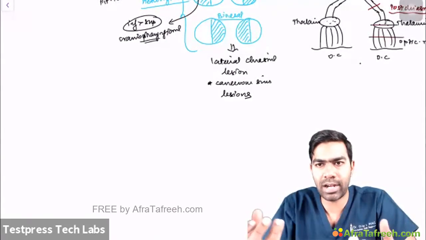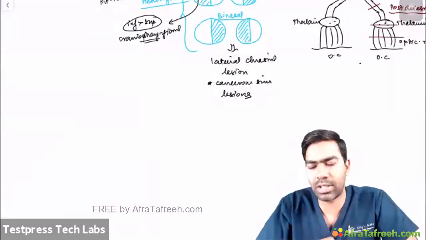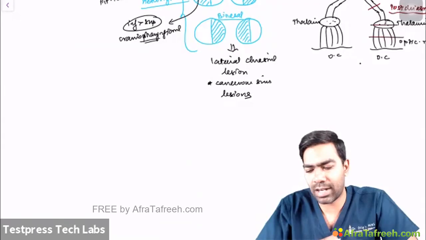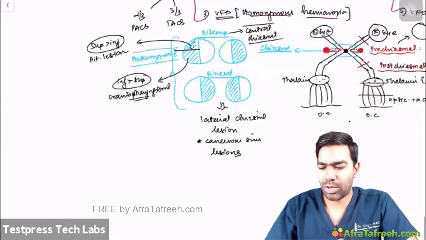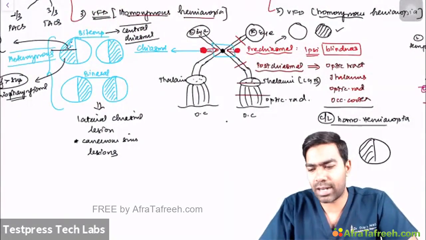So you can get a bilateral weakening of the ICA wall, so that can produce an aneurysmal enlargement resulting in compression of the chiasma from the lateral aspect, resulting in the development of a lateral chiasmal lesion producing a binasal hemianopia. So now you know. Bitemporal means central chiasmal, binasal means lateral chiasmal lesion.